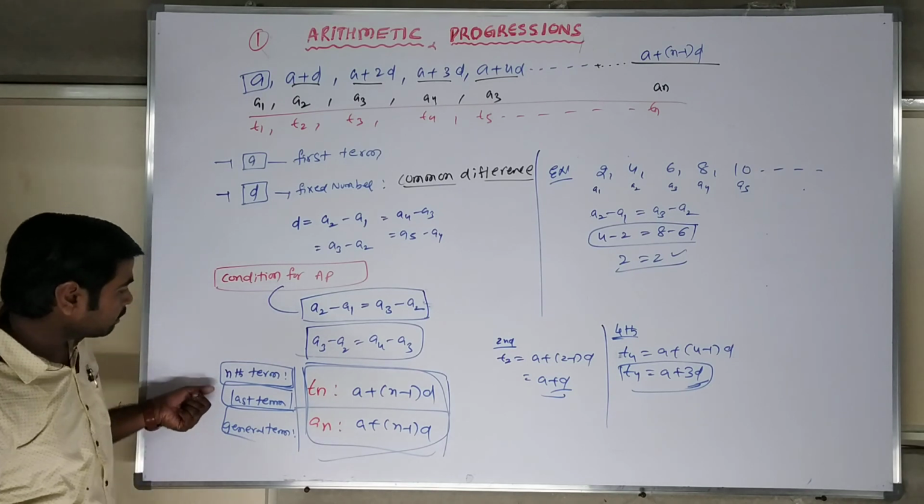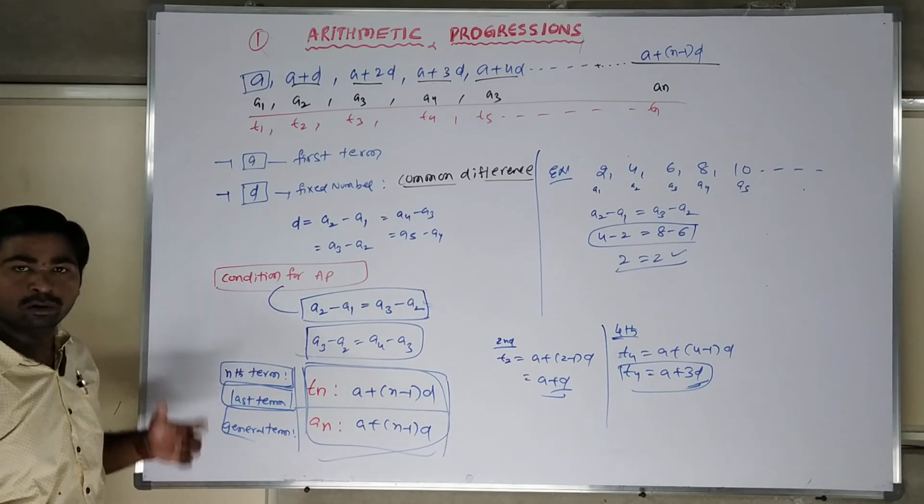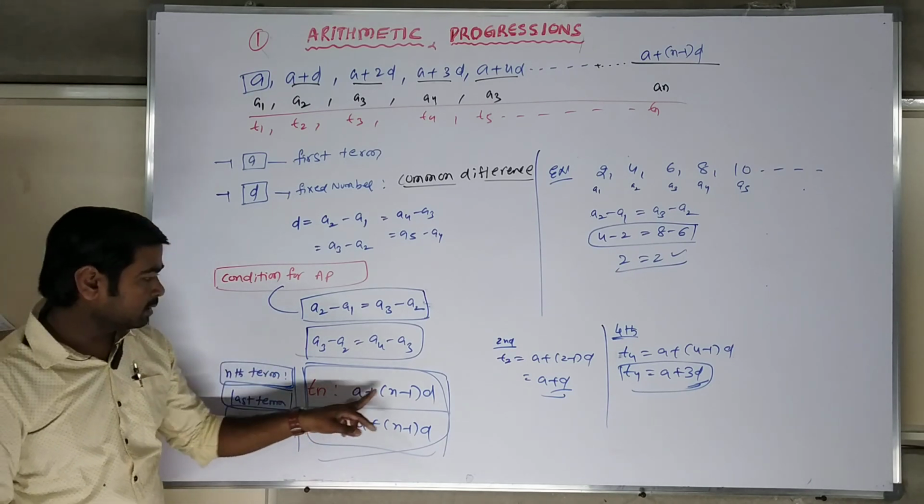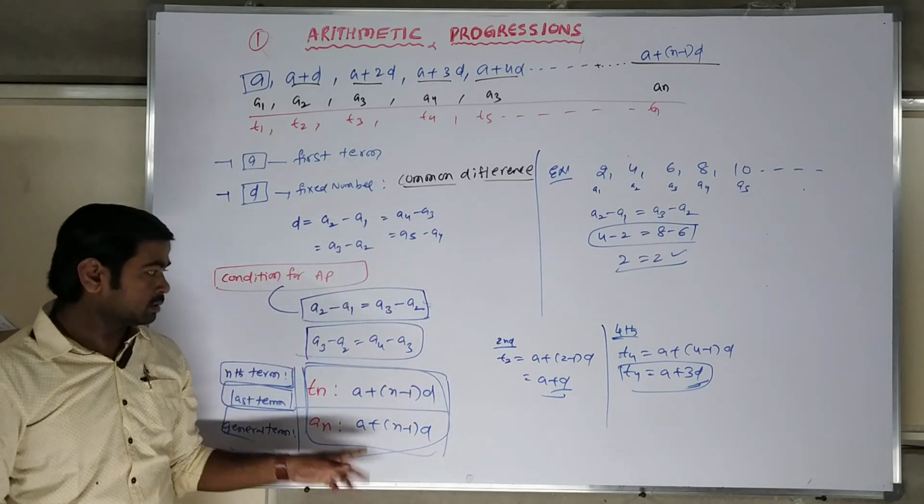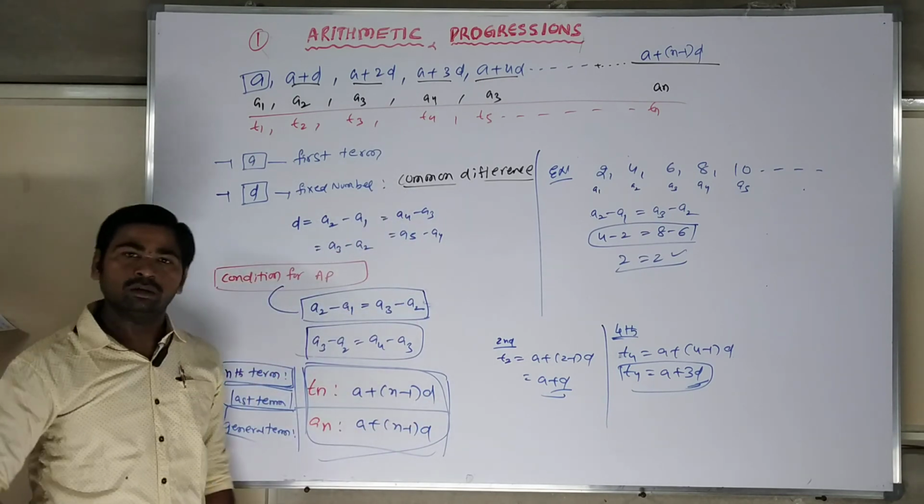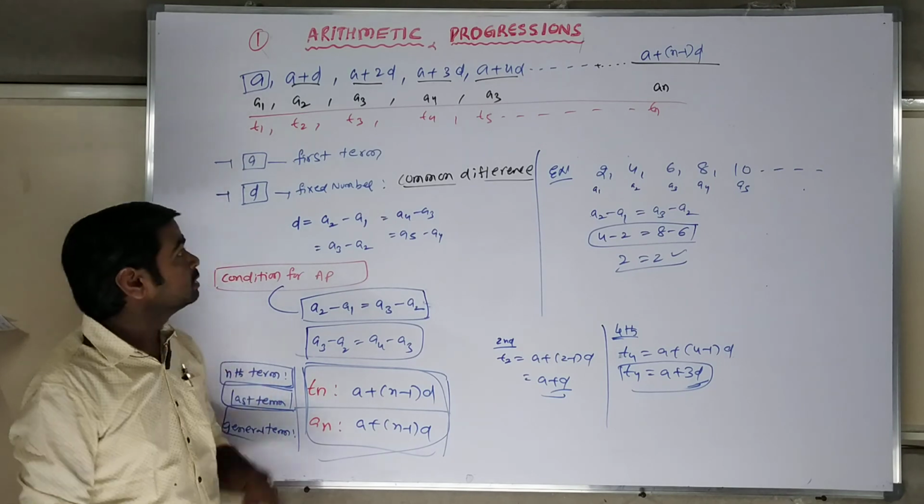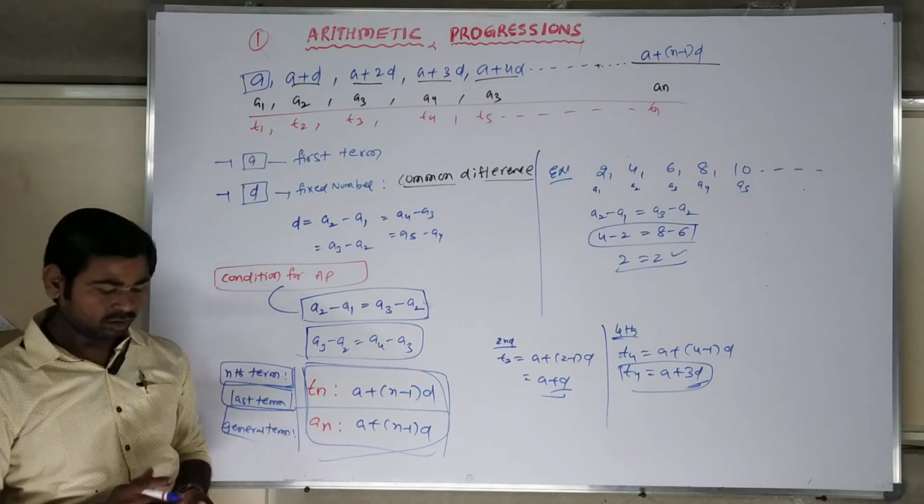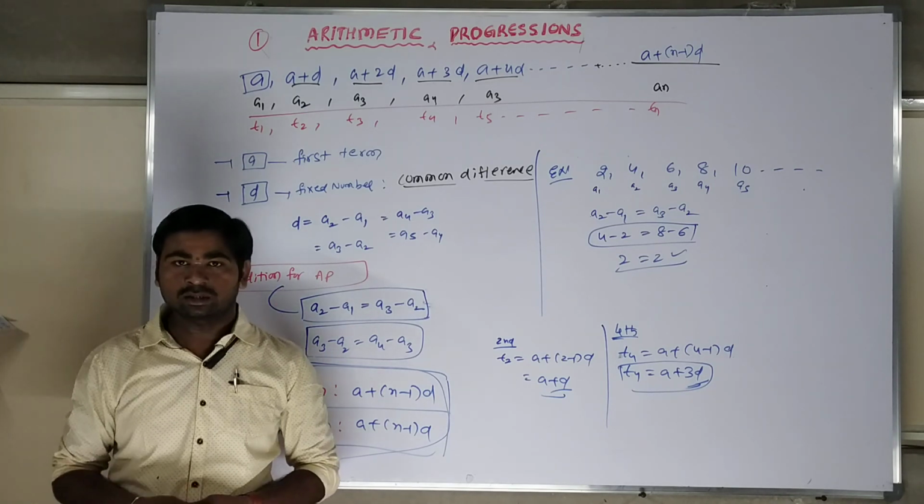Now for the nth term, or last term, or general term, we calculate with the formula directly: A plus (n minus 1) into D. That is what I wrote. This is the formula, so remember it, and we can play n number of questions with respect to arithmetic progressions. In the next class we will discuss questions.